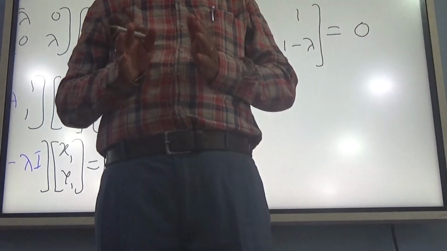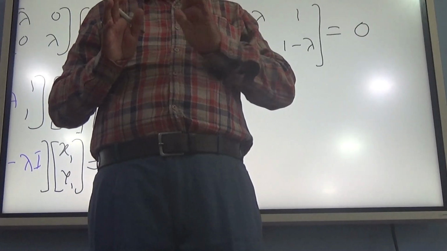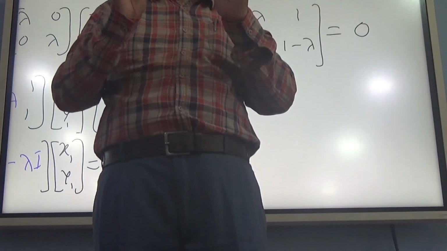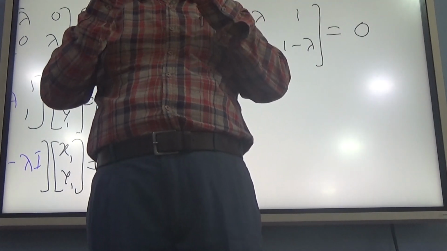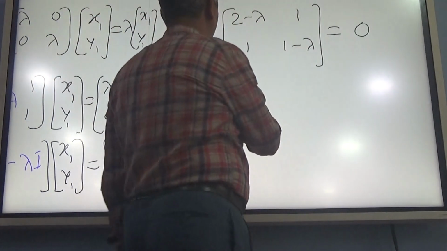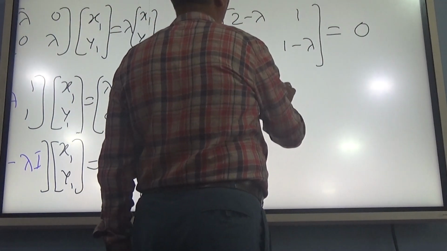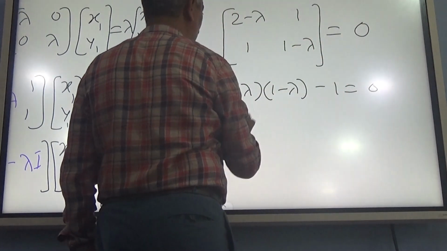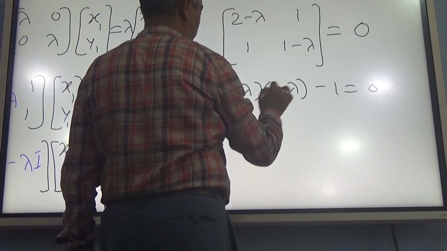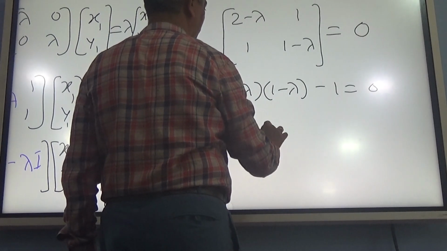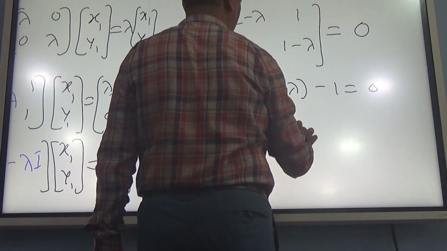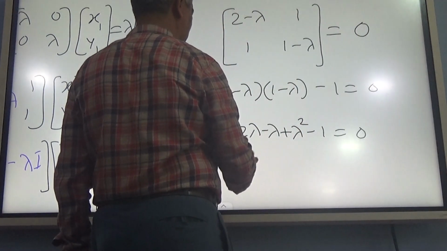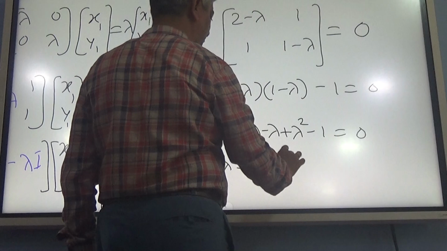A matrix which multiplies a non-zero vector and results in a zero vector is a singular matrix. That is, its determinant value is 0. So when will it happen? 2 minus lambda into 1 minus lambda, minus 1, is 0. That is 2 minus 2 lambda minus lambda plus lambda square minus 1 is 0. What is it now? Lambda square minus 3 lambda plus 2 equal to 0.